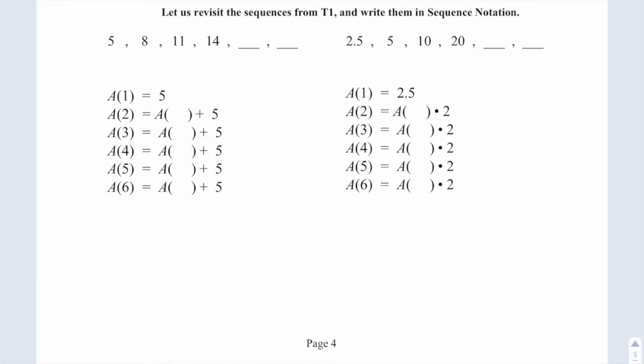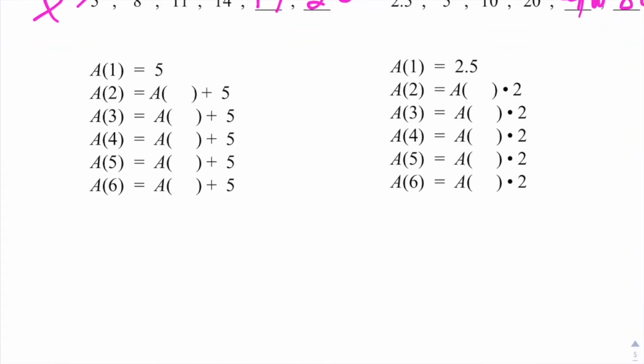So this is our sequences from earlier, when we had the +3 sequence and the ×2 sequence. If you remember, our terms in this one were 17 and 20, and over here our terms were 40 and 80. All we need to understand here is that our first term, A1, is 5 right there.